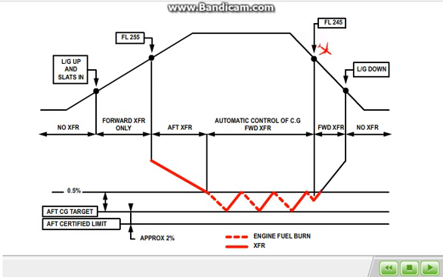A final forward fuel transfer occurs when the airplane is within 35 minutes of the destination, when the quantity in either of the two inner main fuel tanks decreases below 4,000 kilograms, or when the aircraft descends below 24,500 feet.